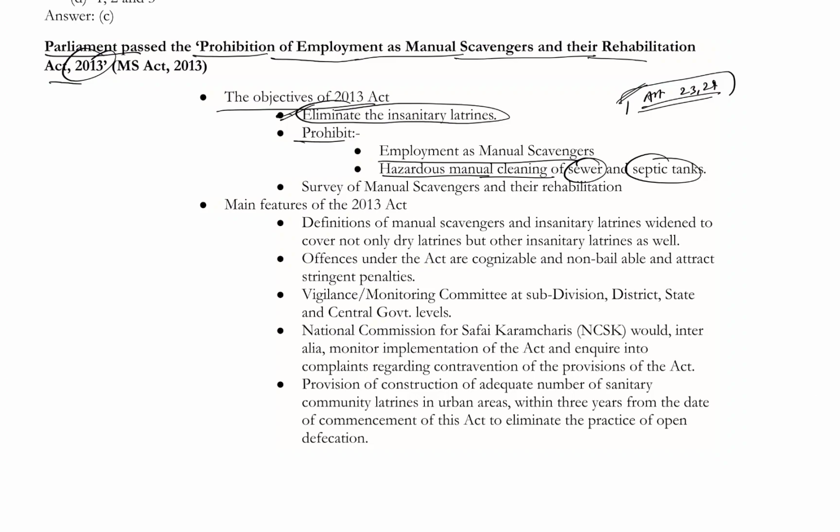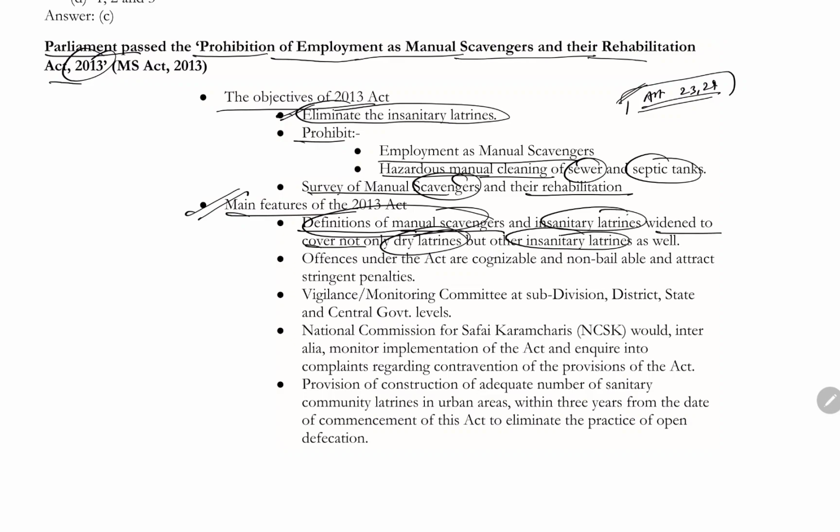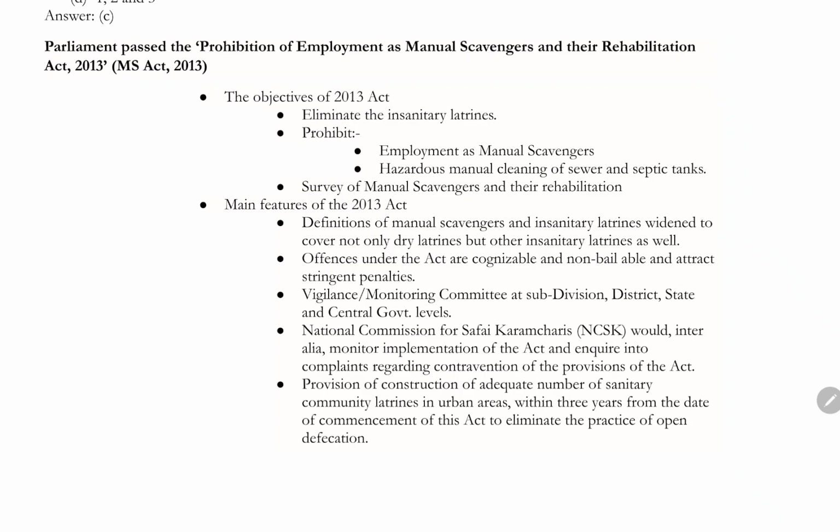Okay, so the survey of manual scavengers and their rehabilitation, what are the main features? The main feature is that the definition of manual scavenger and insanitary latrines is widened to cover not only dry latrines but also insanitary latrines. So not only dry latrines will be covered under it, but insanitary latrines will also be covered under this act. And you should also know this commission, that is the National Commission for the Safai Karamchari.